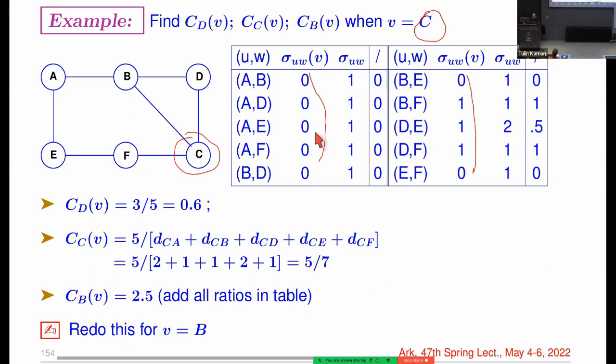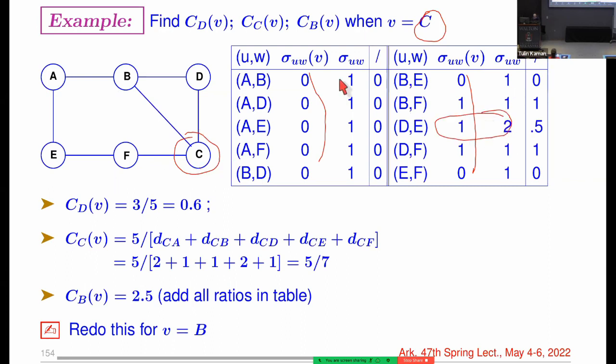And then D to E, again, you have a 1. This is the shortest path that goes like this. But actually, there are two of them here. Okay. Sorry, no, this is 3 and 3. So D to E, you have that there's two shortest paths, but only one of them goes through C. That's actually what you have here.